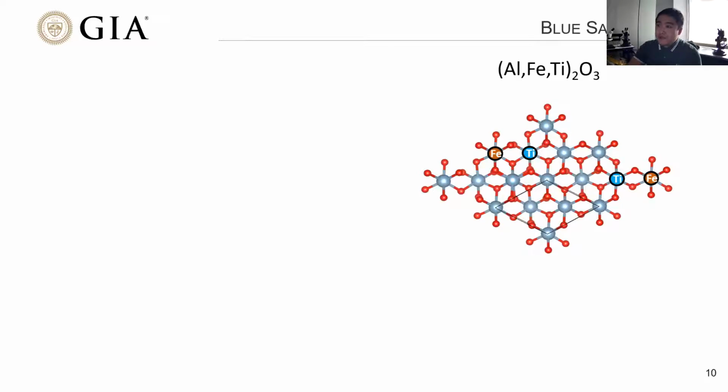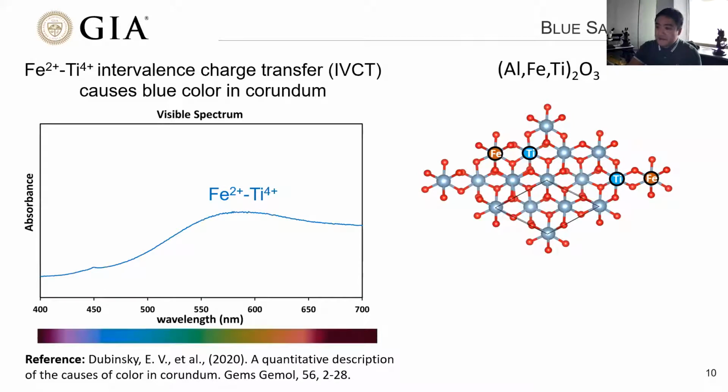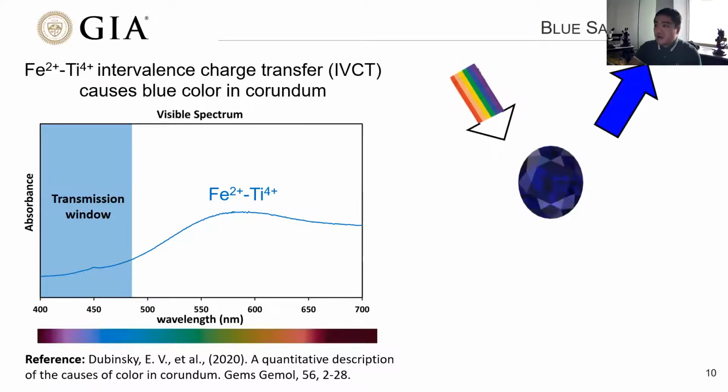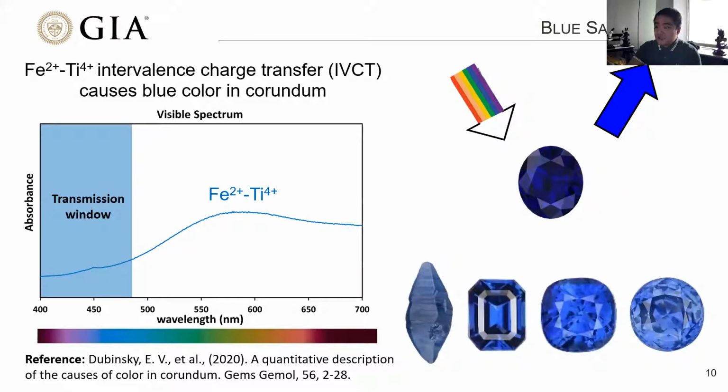Iron-titanium pairs are the primary chromophore of blue sapphire. Iron and titanium replacing aluminum in the lattice electrostatically attract each other and locate on adjacent aluminum sites in the crystal, forming the pair. The intervalence charge transfer between the two cations causes strong absorption of green, yellow, orange, and red wavelengths of light, resulting in a relatively large amount of blue and purple violet wavelengths of light to pass through corundum. What we see is blue sapphire.